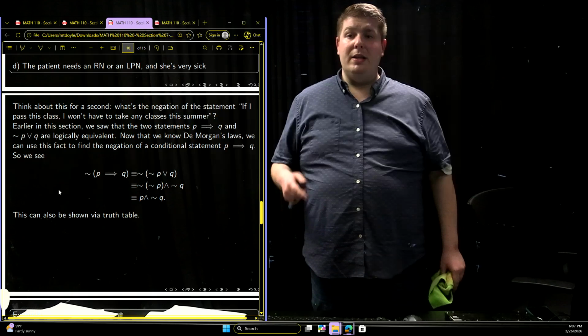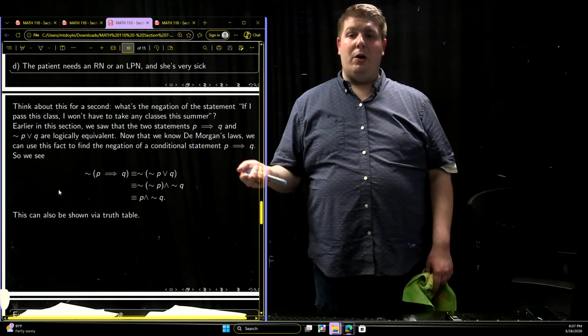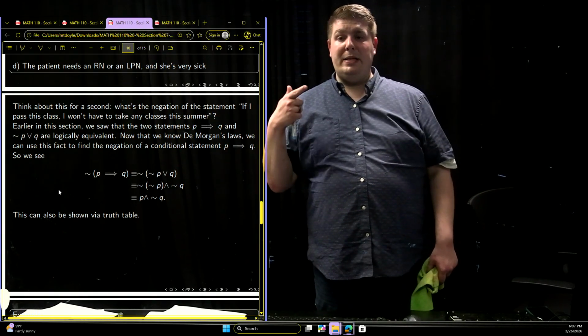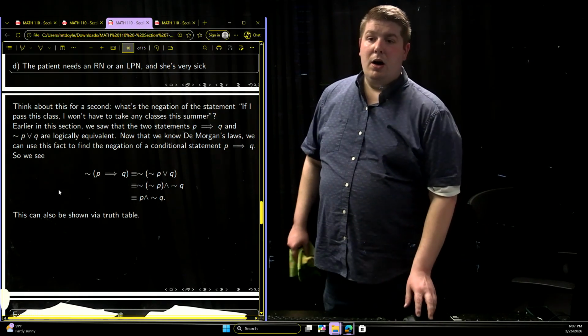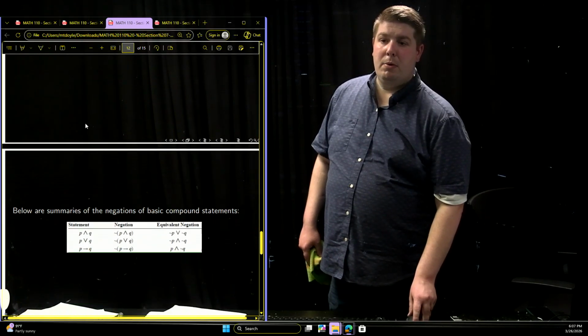Another thing that can be shown, the negation of P implies Q. We can show that that equals, by De Morgan's laws, that means P and not Q. We're not going to show this through a truth table, but we can show it.